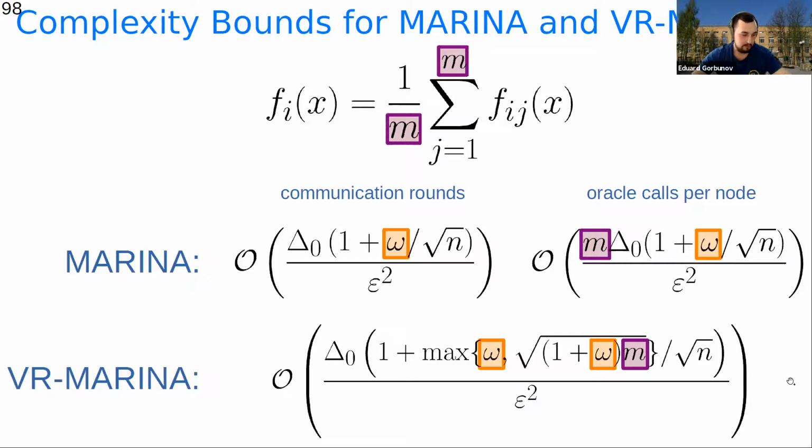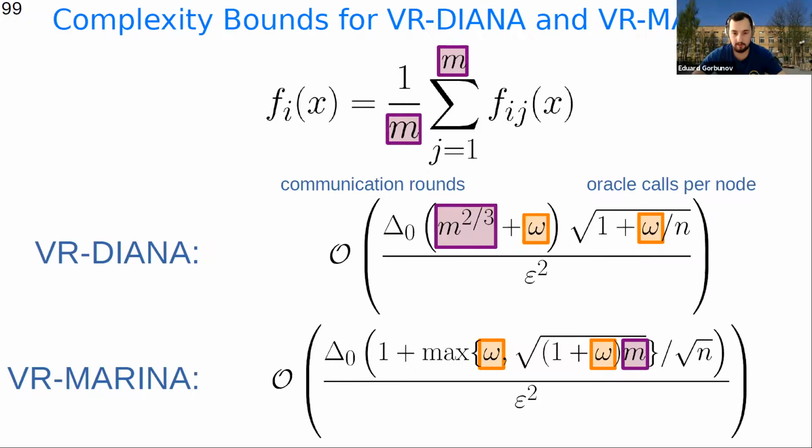Okay, and finally, probably very quickly, also by the way, the previous state-of-the-art method for distributed non-convex learning with compression was variance reduced DIANA. This method was proposed in Horváth et al.